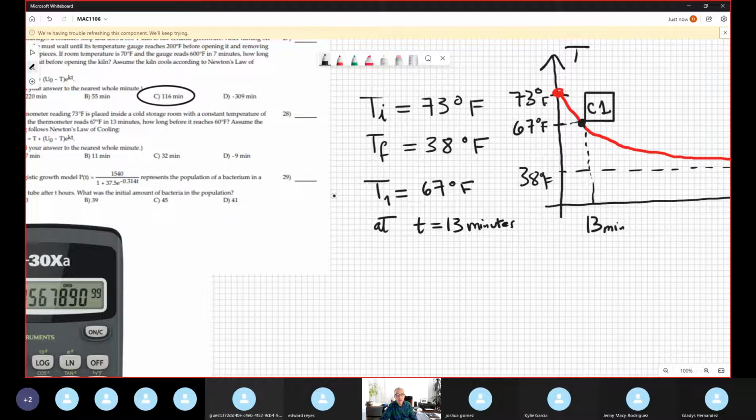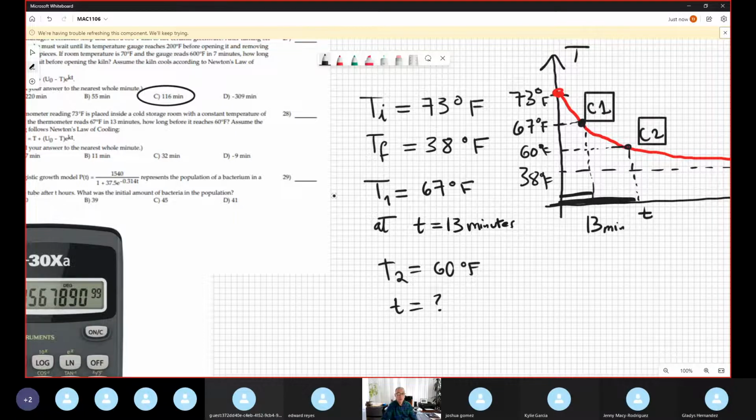Okay, how long before it reached 60? I have another temperature too, 60, but I don't know at what time. This is the unknown, the time for condition 2. Condition 2, suppose 60 here. I need to find this time. This time is bigger than 13, condition 2. Super clear?